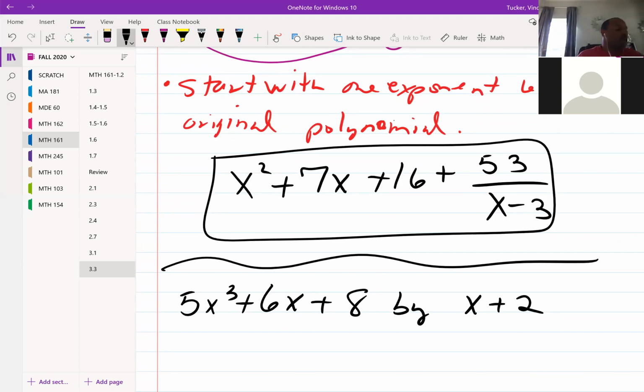All right, here we have 5x cubed plus 6x plus 8, and we're going to divide that by x plus 2.